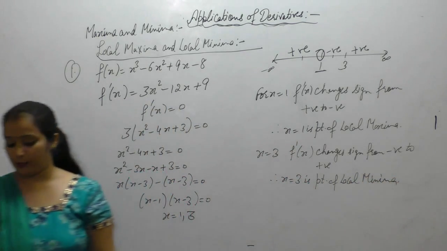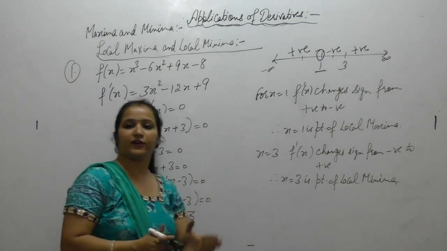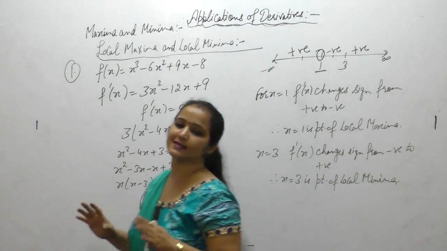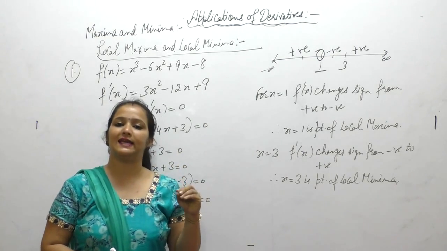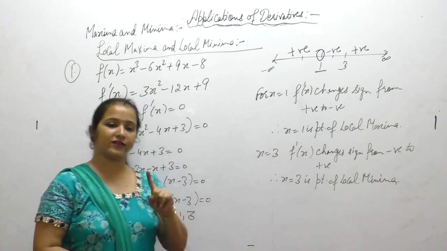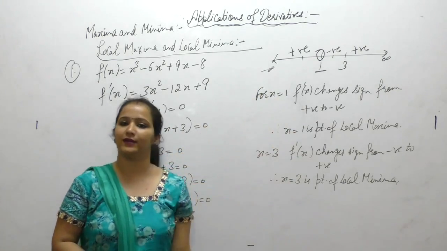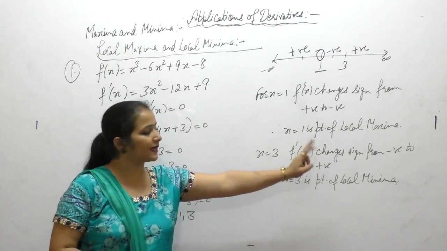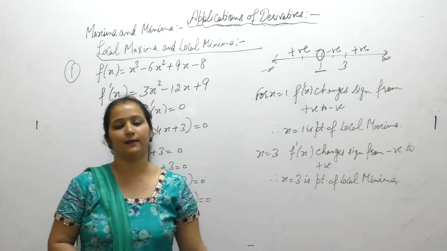Is it clear? Point of local maxima और local minima निकालने के लिए हमें क्या करना है? सबसे पहले फंक्शन का डेरिवेटिव निकालो. Put this derivative equal to 0. यहाँ से हमें x की वैल्यूज मिलेंगी, पॉइंट्स मिलेंगे. उन पॉइंट्स के लिए जो फर्स्ट डेरिवेटिव f dash x है, अगर चेंजेस साइन फ्रॉम पॉजिटिव टू नेगेटिव, इट मीन्स दैट इज द पॉइंट ऑफ लोकल मैक्सिमा. और अगर नेगेटिव टू पॉजिटिव साइन चेंज हो रहा है, देन दैट इज द पॉइंट ऑफ लोकल मिनिमा.